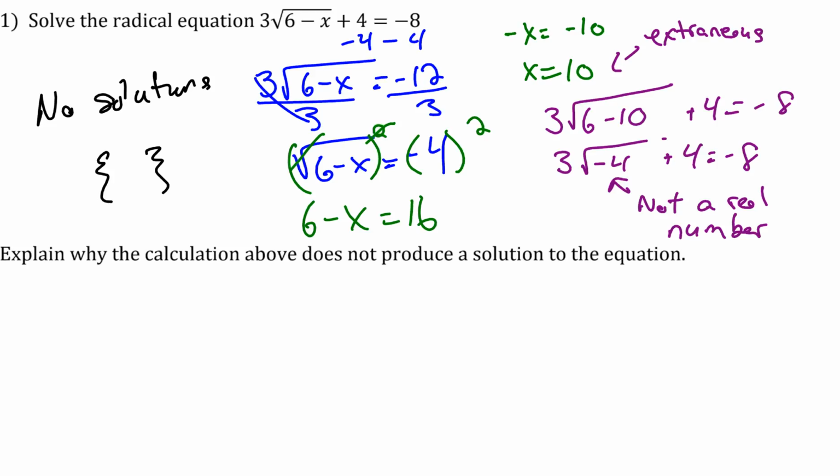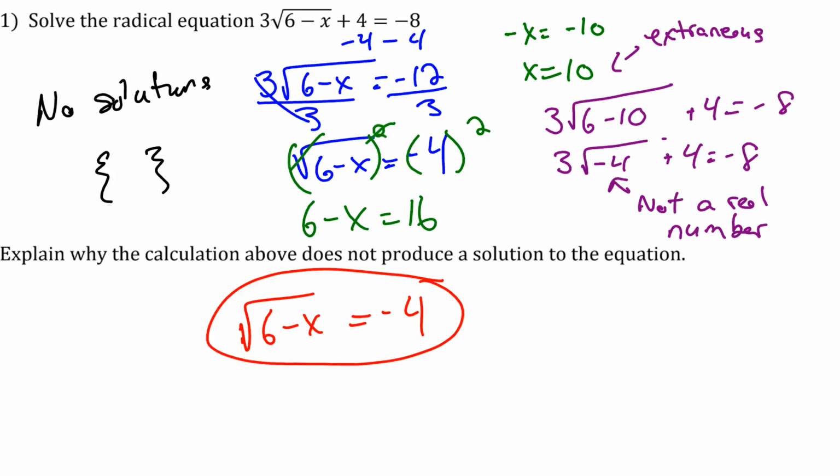Well, we knew back at this step that there was no solution. I knew once I got to the step of the square root of 6 minus x equals negative 4 that there was no solution, because square roots can never equal negative numbers. The square root of what gives me negative 4? This is not a real number. It does not exist. There's no number that I can square root to get negative 4. So at this point, all the way back there, I knew there was no solution.